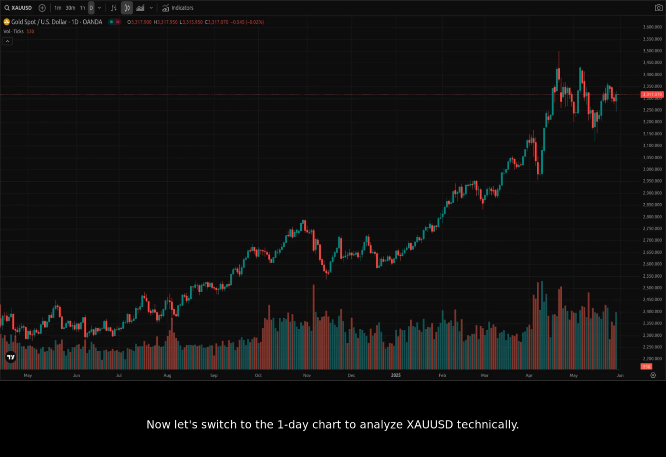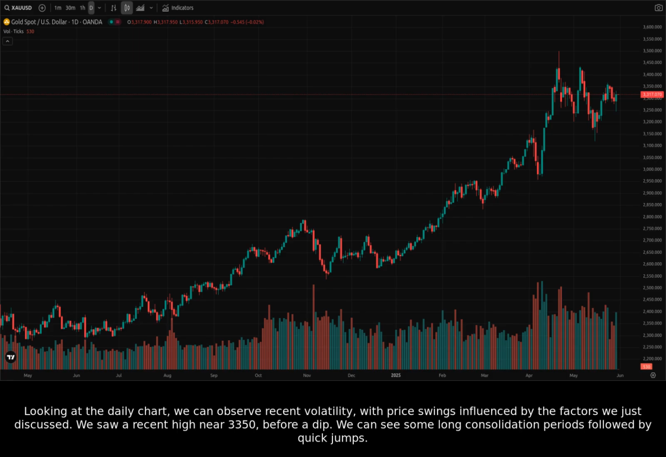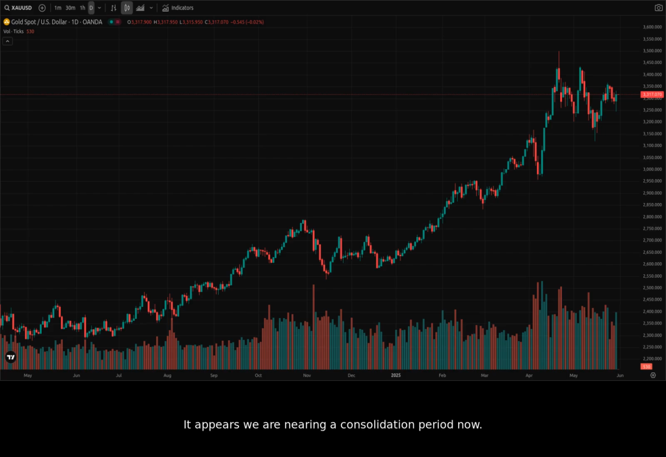Now let's switch to the one-day chart to analyze XAUUSD technically. Looking at the daily chart, we can observe recent volatility, with price swings influenced by the factors we just discussed. We saw a recent high near 33.50 before a dip. We can see some long consolidation periods followed by quick jumps. It appears we are nearing a consolidation period now.